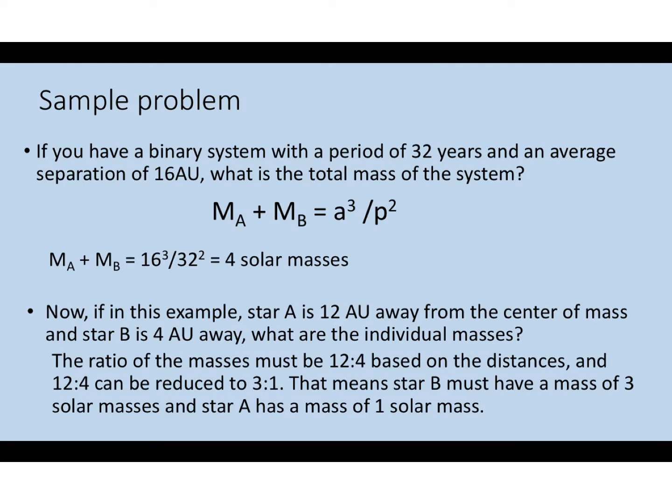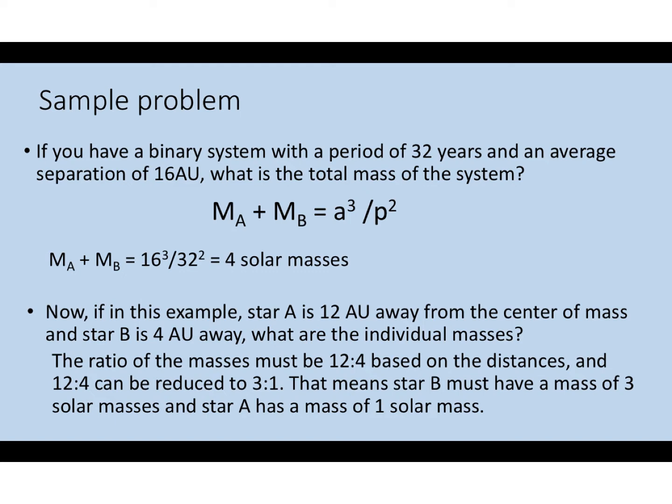Here's a sample problem. If you have a binary system with a period of 32 years and an average separation of 16 AUs, what is the total mass of the system? The equation says that the mass of A plus the mass of B equals A cubed divided by P squared, where A is the distance between the stars and P is the orbital period. So the combined masses equals 16 cubed divided by 32 squared, which gives us an answer of 4 solar masses.